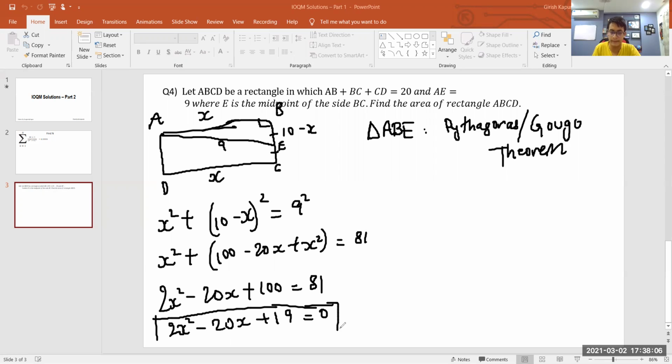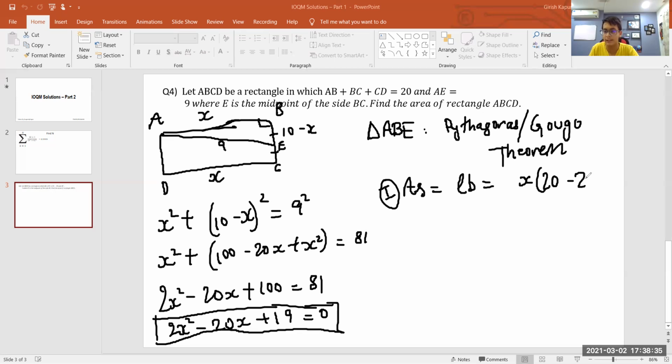Alright, so we have arrived at this equation in x, and now we want to find the area. Now there are two approaches from this point. One is the rather more elegant approach, and the other is a laborious approach. Let's look at the elegant approach first. So what's the area in terms of the sides for a rectangle? It's length times breadth, AB times BC over here, so x times (20 minus 2x). Now this is just going to be 20x minus 2x square.